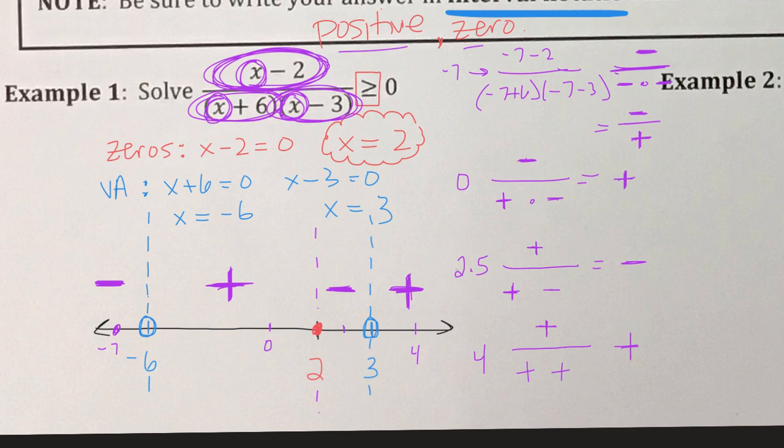So we want positives or 0. So that's between -6 and 2, but 2 gets a bracket because it's equal to 0 when it's +2. So that's one of our intervals. And our other interval is from 3 until forever or infinity. So we have from -6 to +2, that is one interval where our values are positive, and then we have from 3 to infinity, that's our other interval where we have positive values.